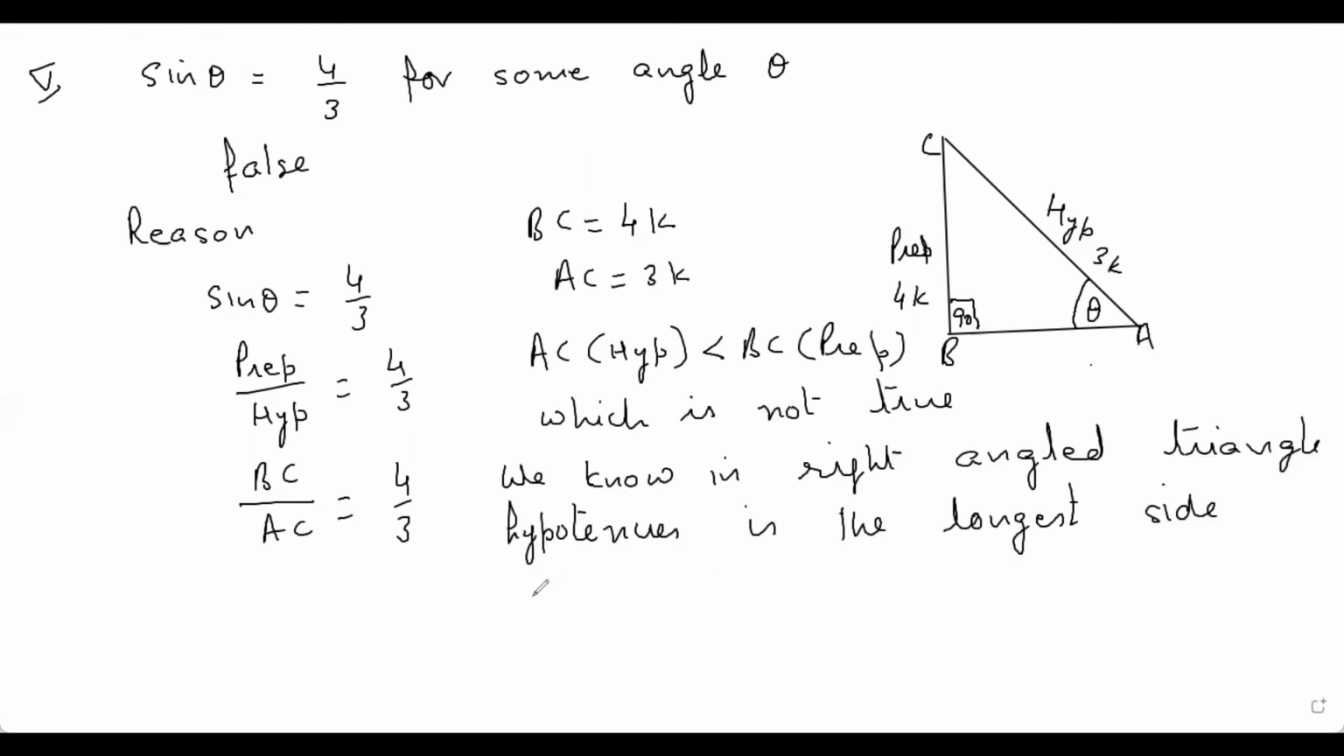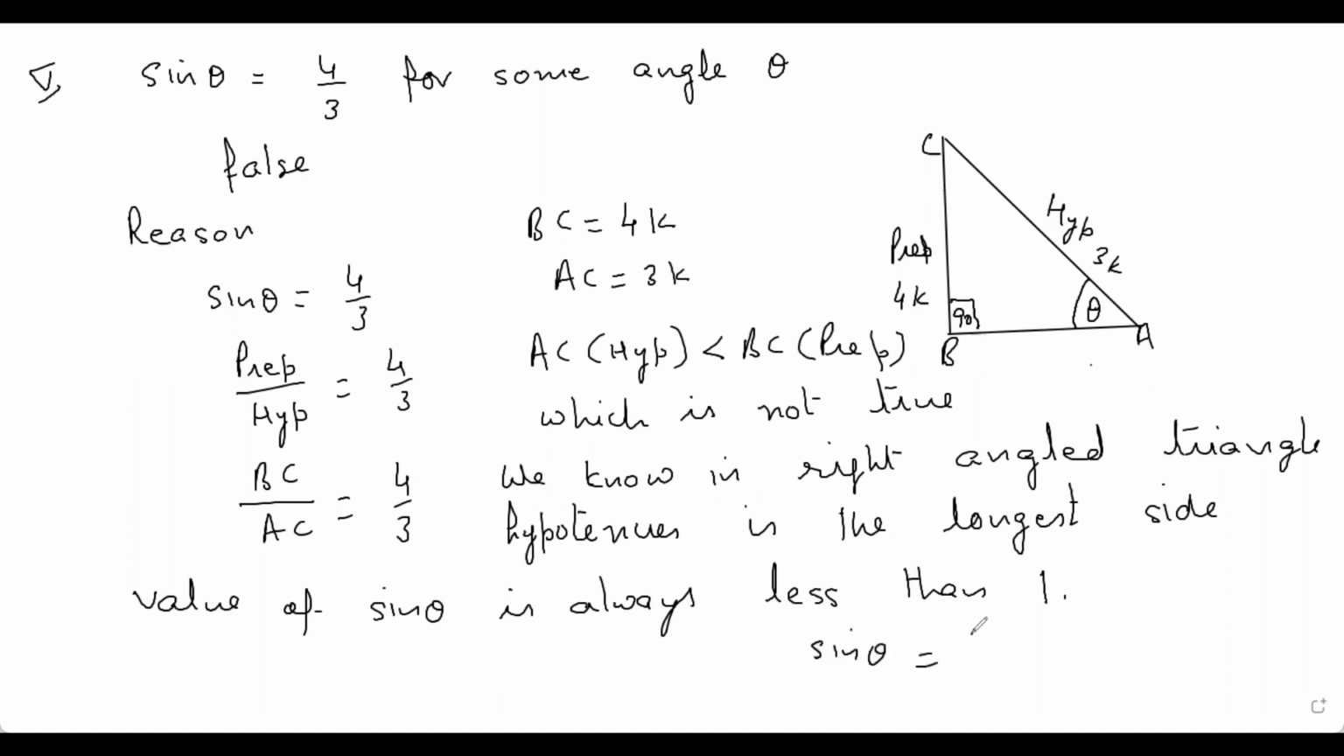Moreover, I have already told in my first video, the value of sine theta is always less than 1. When the longest side comes in the denominator, the value of sine theta is always less than 1. So directly you can say, since here sine theta is 4/3, which is greater than 1, which is not true, it is a false statement. So directly you can write it like this.